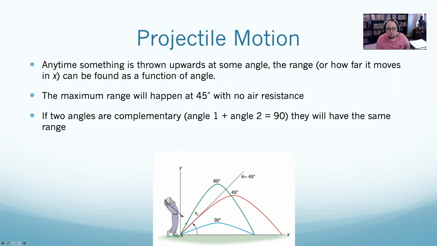The reason why is one will take the more direct path, while the other one will arc up in the air and come back down. But any two angles that equal 90 will always have the same range, assuming no air resistance.